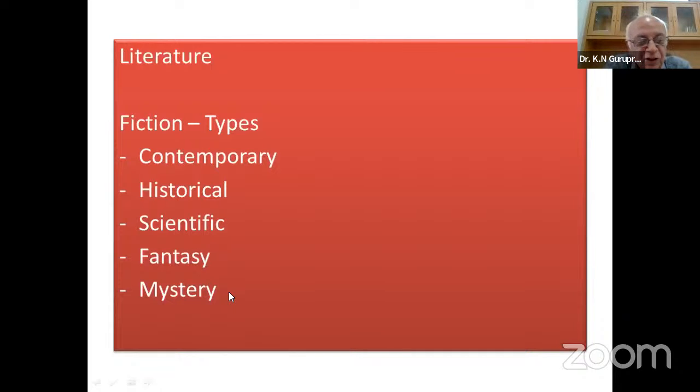For example, I have not included two very popular categories. Fiction can be detective fiction, which sometimes is included in mystery, or romantic fiction. Fiction has too many categories, but these are some of the important ones which are normally found.